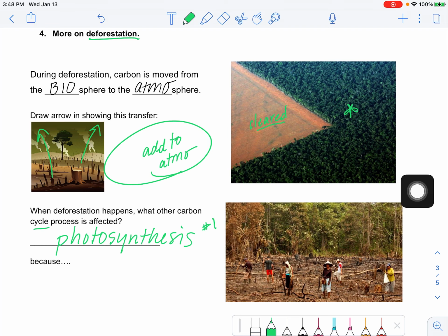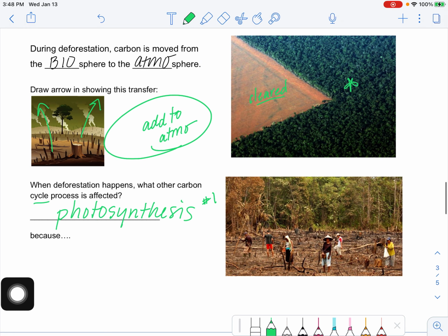So when deforestation happens, the other carbon cycle process that is affected is photosynthesis, because now we're losing trees to do photosynthesis, and we're losing trees to take carbon out. So it's kind of a double negative.